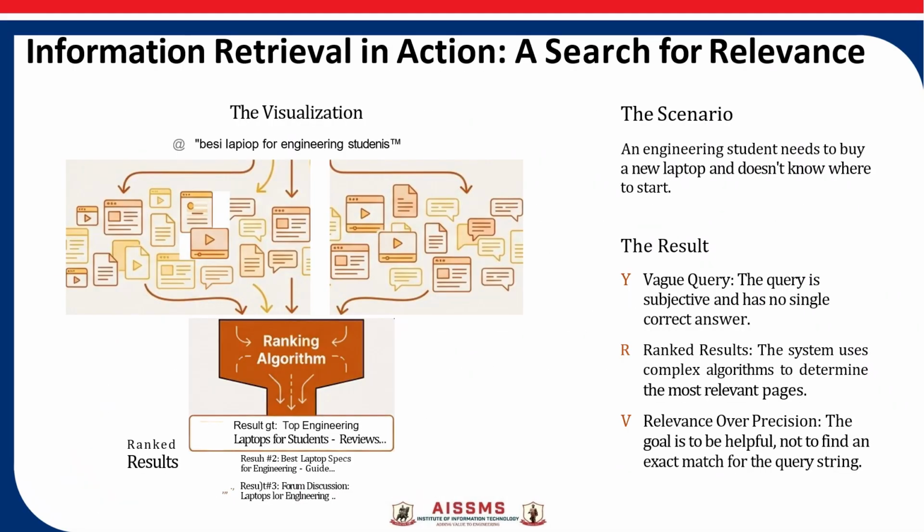Consider this scenario: an engineering student needs a new laptop but doesn't know where to start. They might search for best laptop for engineering students. This is a query with no single correct answer. The system uses complex ranking algorithms to determine the most relevant pages, prioritizing being helpful over finding an exact string match.